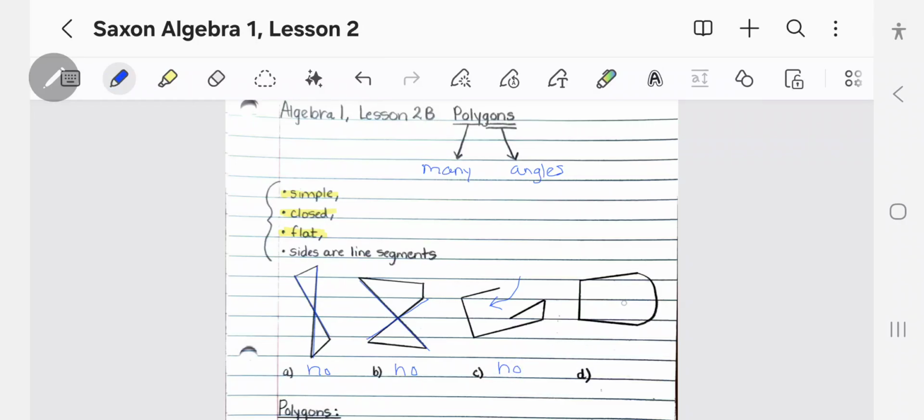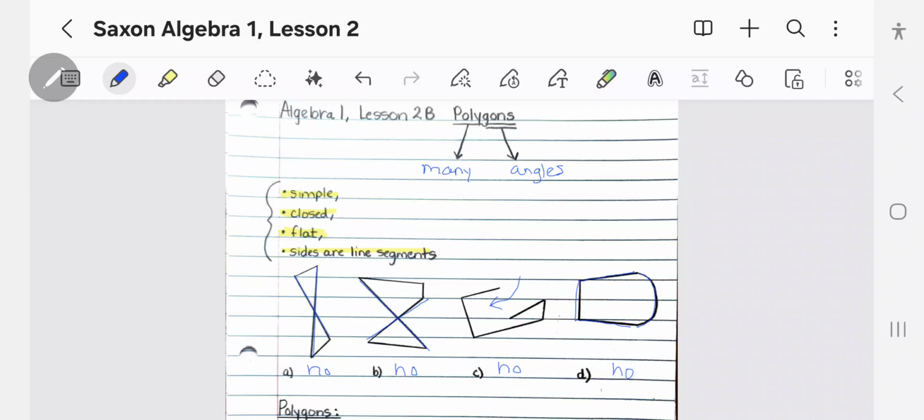Now this one's closed. D's closed. It's simple. It's flat. This side is a line segment. This side's a line segment. This side's a line segment. We're looking pretty good until we get to this curve. And we can't have curves. So the sides have to be line segments. So this is not a polygon.